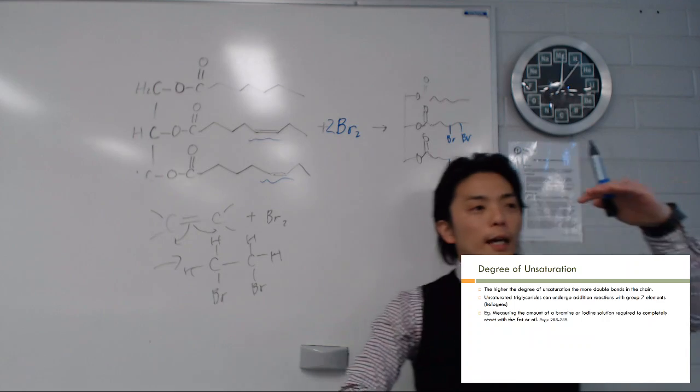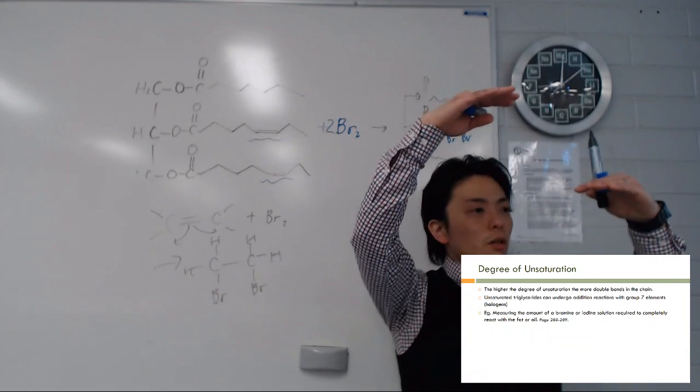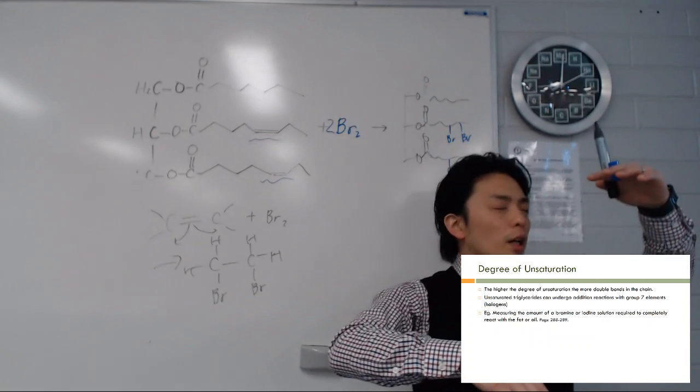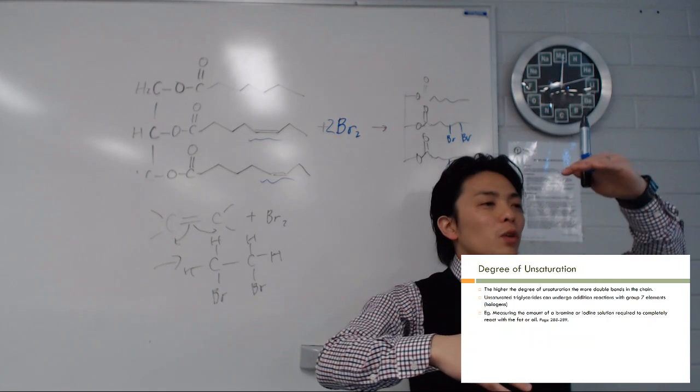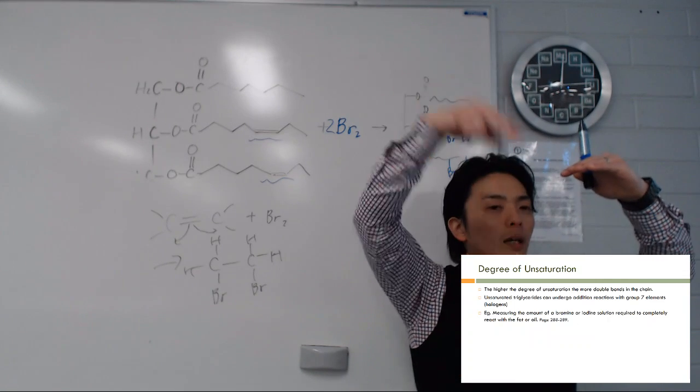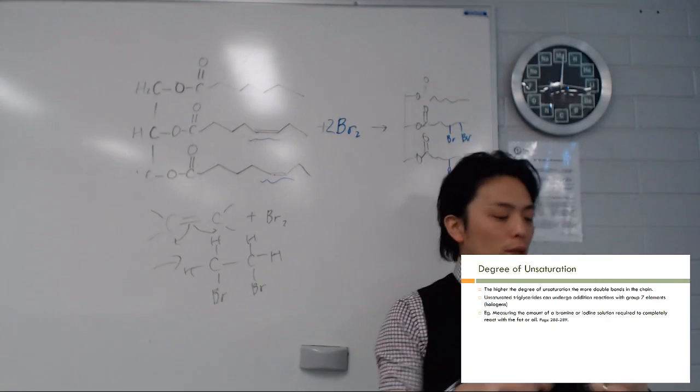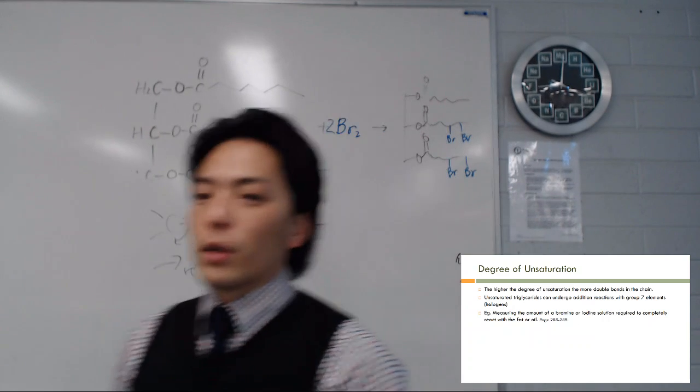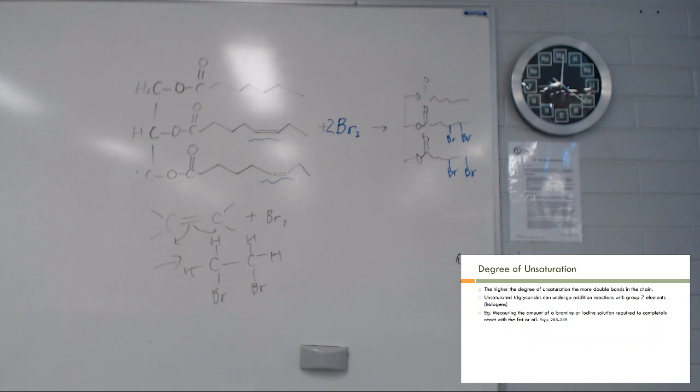And as soon as you start adding more than what's necessary, you will start seeing the color change. You will start seeing the brown colored liquid that you're adding to the solution or whatever you're using. Okay? So this is how you can measure the amount of double bonds within whatever sample of oil you're dealing with.